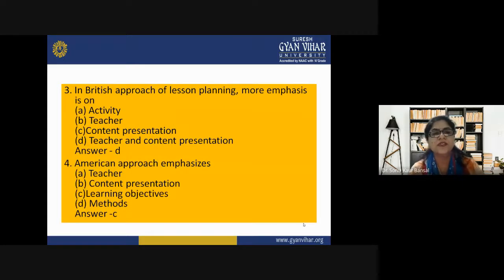Now let's understand the next question. In the British approach of lesson planning, more emphasis is on activity, teacher, content presentation, or teacher and content presentation. So the correct answer is, of course, teacher and content presentation. So just remember it. Then next, fourth: the American approach emphasizes teacher, content presentation, learning objectives or methods. So the correct answer is learning objectives. Educational objectives are everywhere very important.